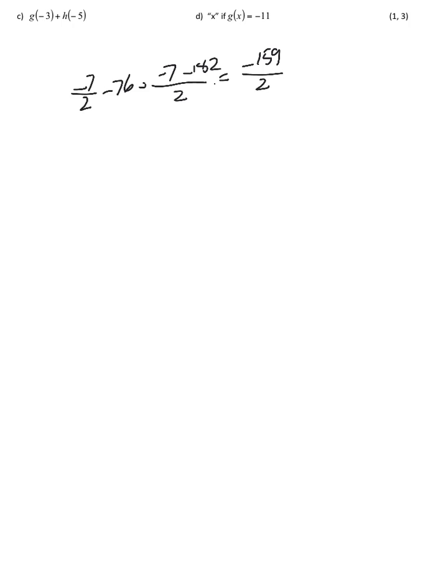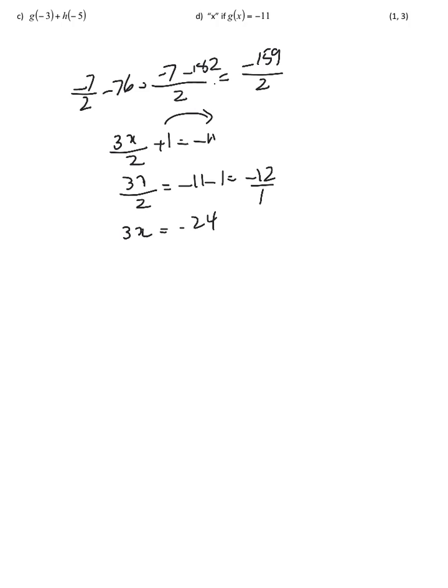Part D says find x if g of x is -11. G of x by definition was 3x over 2 plus 1, and we want this one to be -11. I move this one to the right. I get 3x over 2 is equal to -11 minus 1, which is -12. Now if I cross multiply, I get 3x times 1 is 3x, and -12 times 2 is -24. I divide by 3, and I get x is equal to -8.